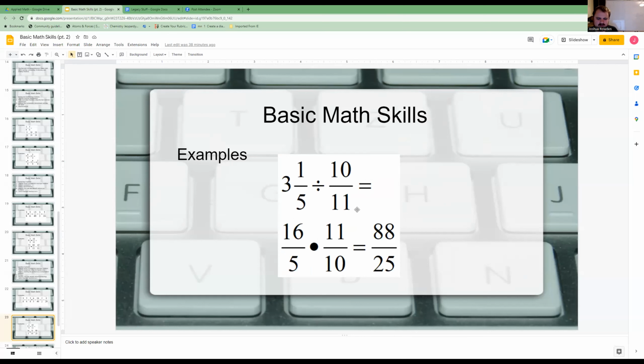Let me go ahead and just write this one. 16 over 5 times 11 over 10. So what I'm going to do with this, stop sharing.